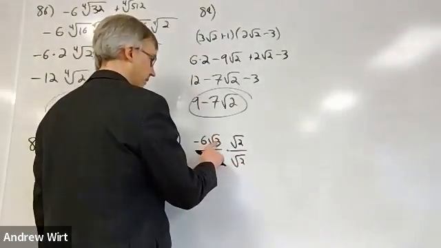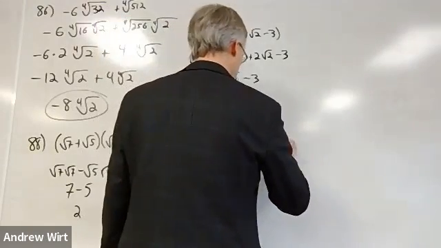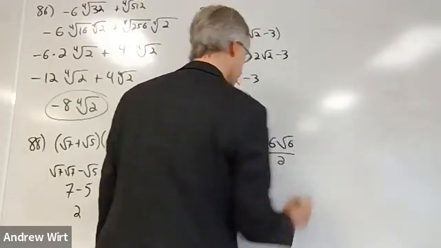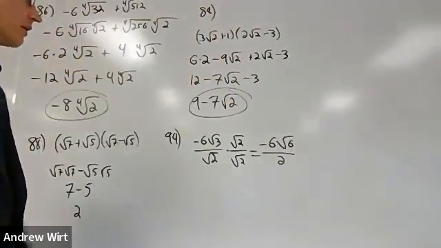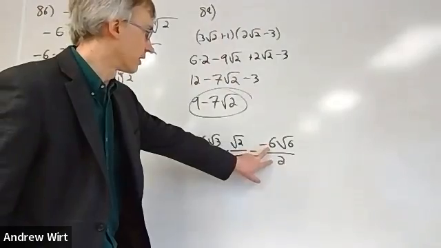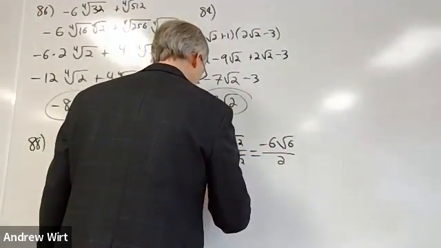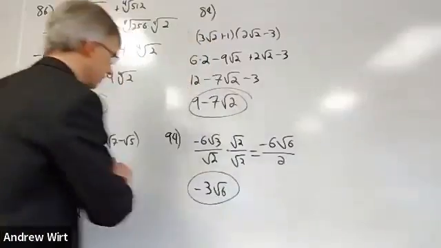Now on top, we'll have to multiply 3 times 2 to get 6. So we get negative 6 square roots of 6 over 2. And then we can simplify these two numbers. Negative 6 divided by 2 is negative 3. So that's negative 3 square roots of 6.